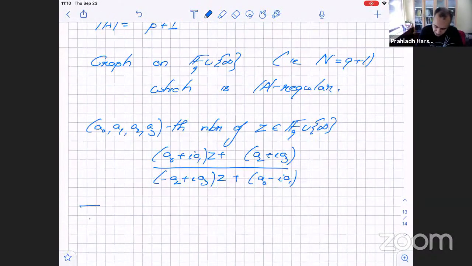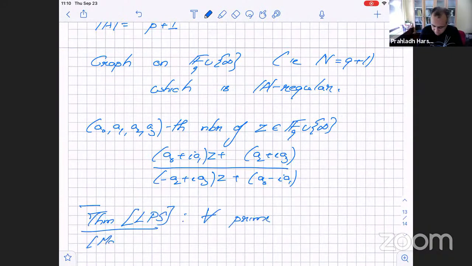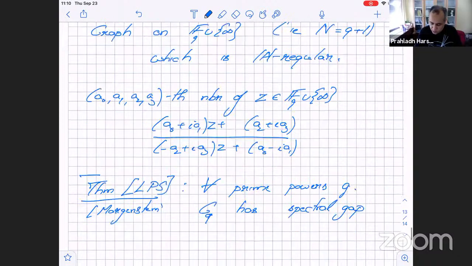And the celebrated theorem of LPS, Lubotsky-Phillips-Sarnak, and then Morgenstern, says that for all prime powers Q, this graph GQ has spectral gap 1 minus lambda, where lambda is 2 square root P by P plus 1.